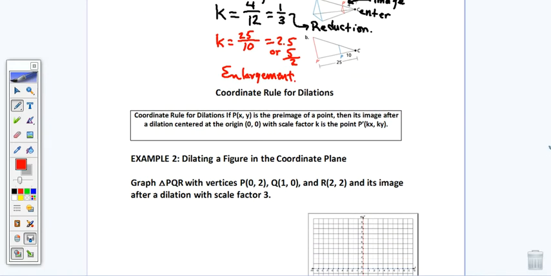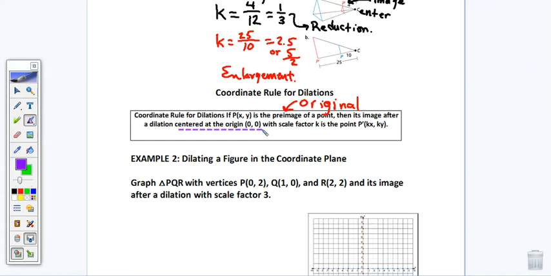Guys, there's a coordinate rule for dilations. The coordinate rule for dilation says if a point P, the original point, is x comma y, and that's the pre-image, we say pre-image like original. The word pre-image means original here. Then its image after a dilation centered at the what? And that's a big deal. This only works if you're centered at the origin. With scale factor K, P prime is equal to K times x, comma, K times what?